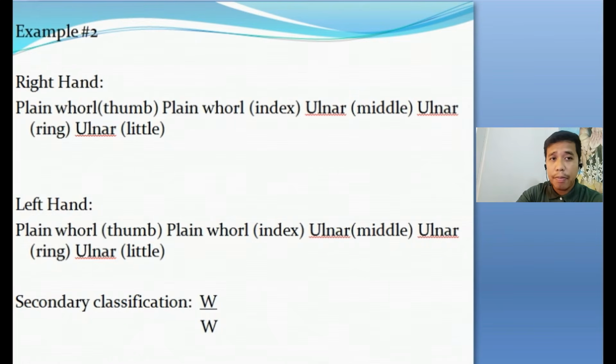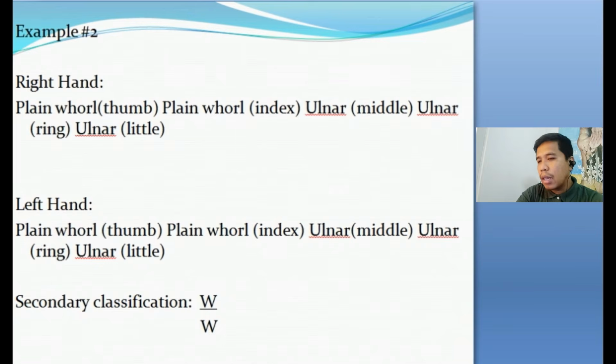Because it is not a plain arch, a tinted arch, or a radial loop, it is not a capital letter group. The ulnar of the middle, still not. The ulnar of the ring and the ulnar of the little finger, all of these do not belong to the small letter group. In the left hand, let's see if there is any member of the small letter group. Plain whorl on the thumb, ulnar on the middle, ulnar on the ring, ulnar on the little. None. So basically, what we put in the secondary classification is only W over W.